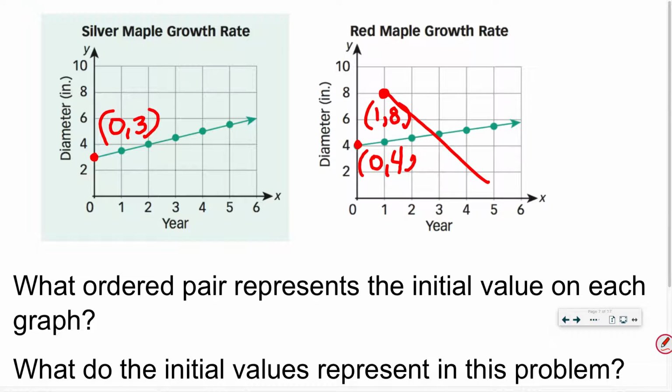Where would I have to go to find the initial value of my new function? The y-axis. To the y-axis, because what value matters? It's not when x is 1, it's when x is what? 0. X has to be 0 for your initial value. And what do these initial values represent? Not my new function, the trees. What does the initial value represent here?